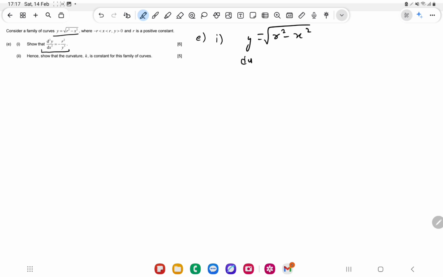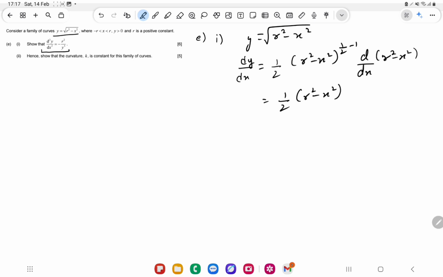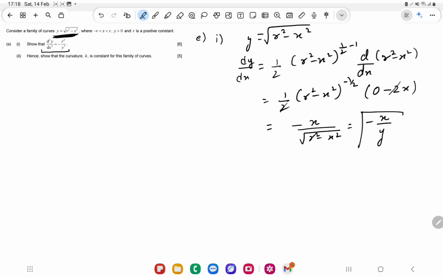So if I take out the derivative, I will apply the chain rule, which will give me r square minus x square to the power 1 by 2 minus 1 multiplied by the derivative of r square minus x square. If I further simplify this, this will be minus half, and r square is a constant, so the derivative is 0, minus x square derivative is 2x. So this will get cancelled out, so I will get my answer as x upon under root r square minus x square, which is nothing but y given to me in the function. You can see it here. So I got my dy by dx as minus x upon y.